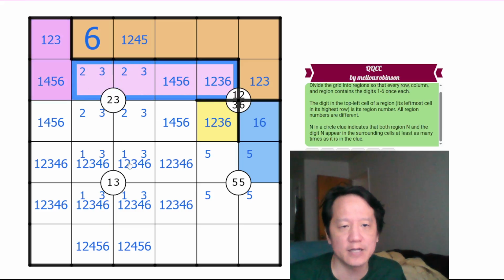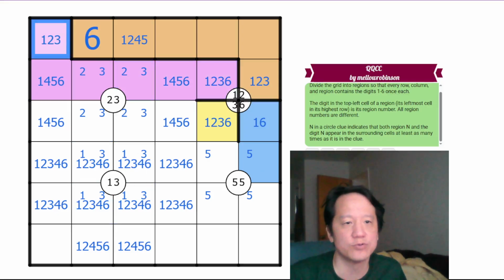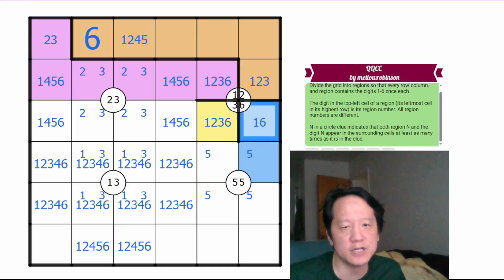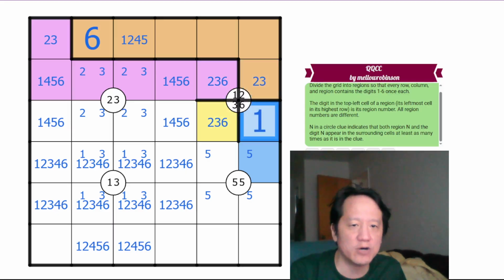And this does not go through here. So this cannot be region 1. So this is region 2 or 3. This can't be region 6 anymore. And so this has to be 1, which eliminates 1 in the rest of the surrounding quad and row.